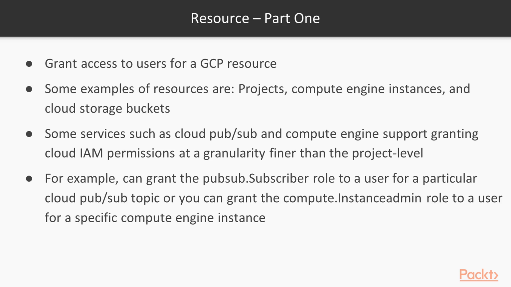You can grant access to users for a GCP resource. Some examples of resources are projects, Compute Engine instances, and Cloud Storage buckets. Some services such as Cloud PubSub and Compute Engine support granting Cloud IAM permissions at a granularity finer than project level. For example, you can grant the PubSub Subscriber role to a user for a particular PubSub topic, or you can grant a Compute Instance Admin role to a user for a specific Compute Engine instance.